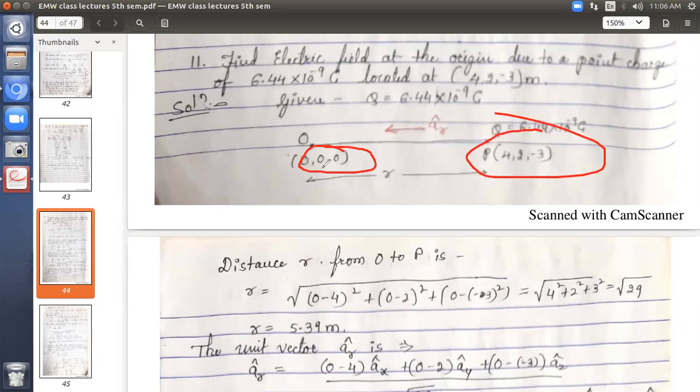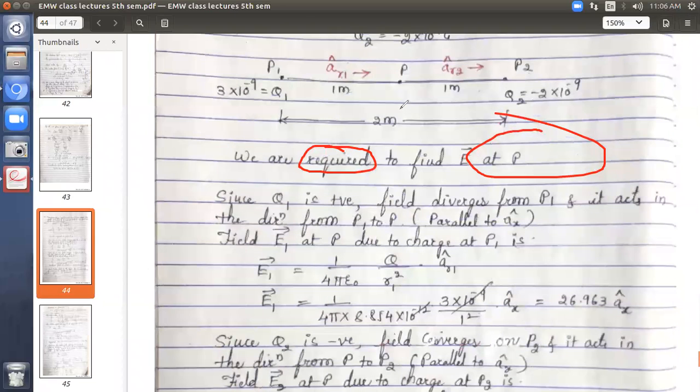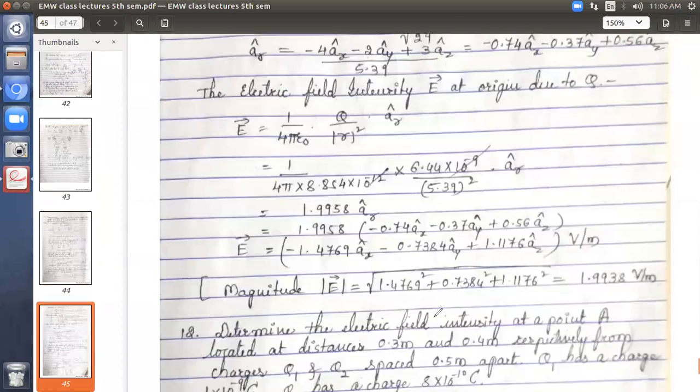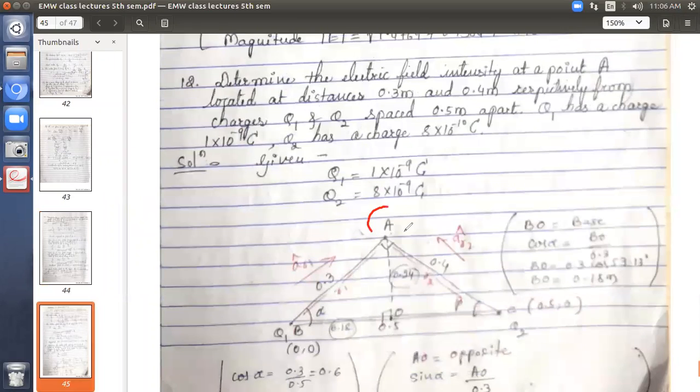Let me repeat. The question may have certain points given to you so that distance calculation is easy, or sometimes the distance is directly given to you. So it would be easy for us if we know these points. What are these A points, B points, C points? It is easy for us if we know the coordinates of these A, B, C points.